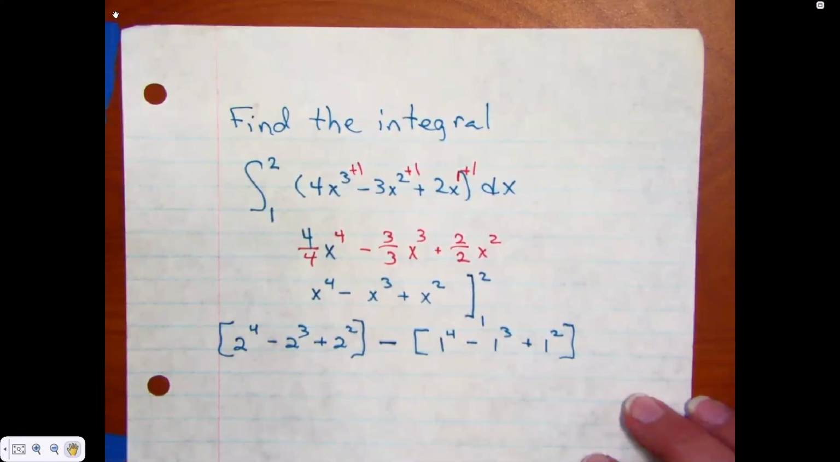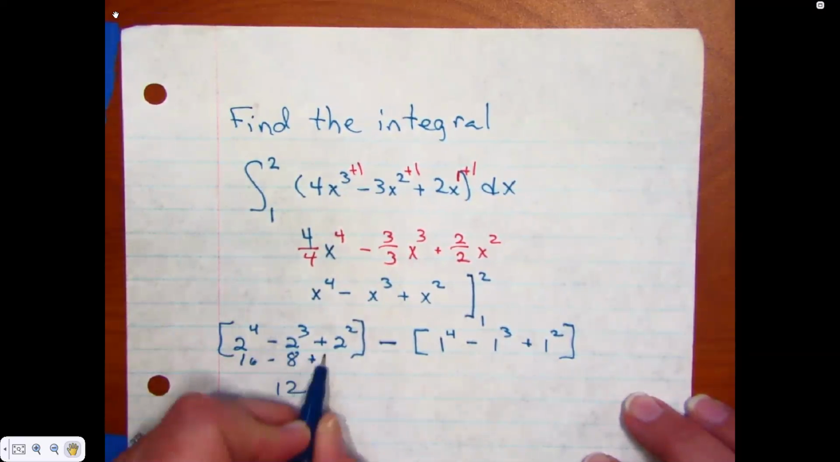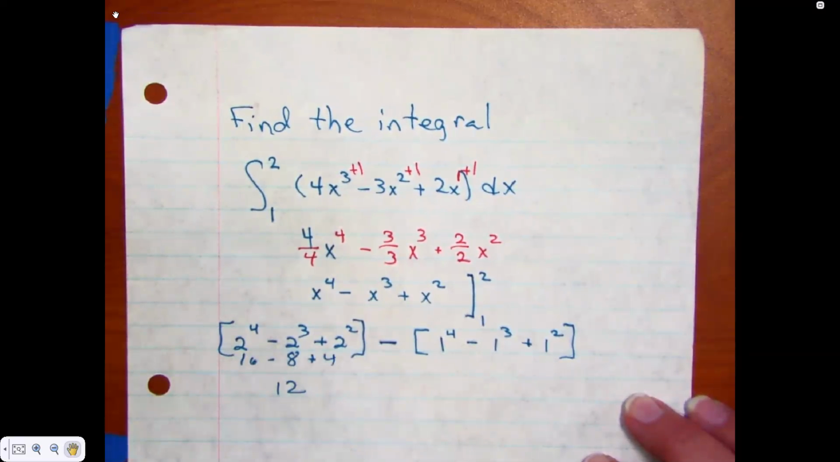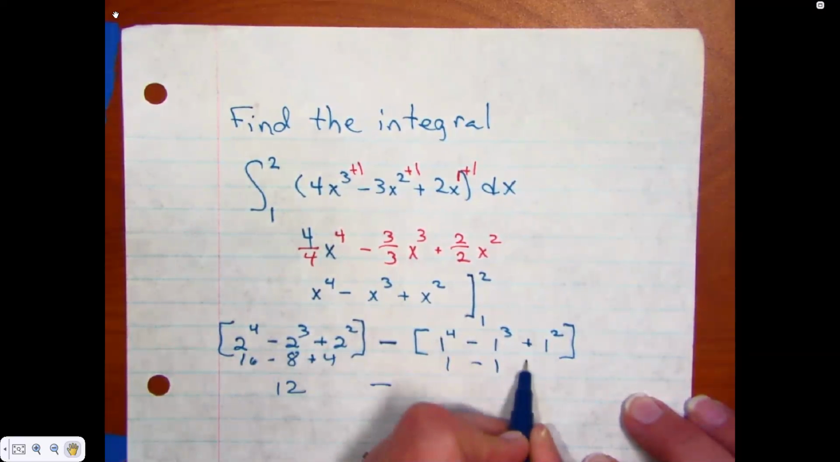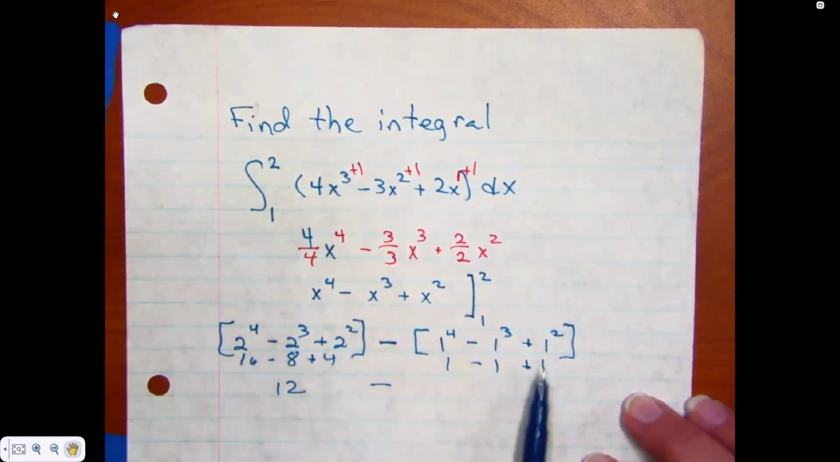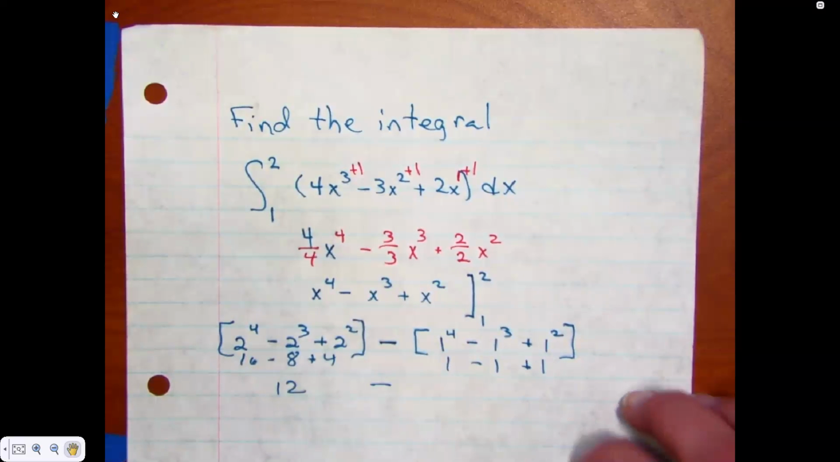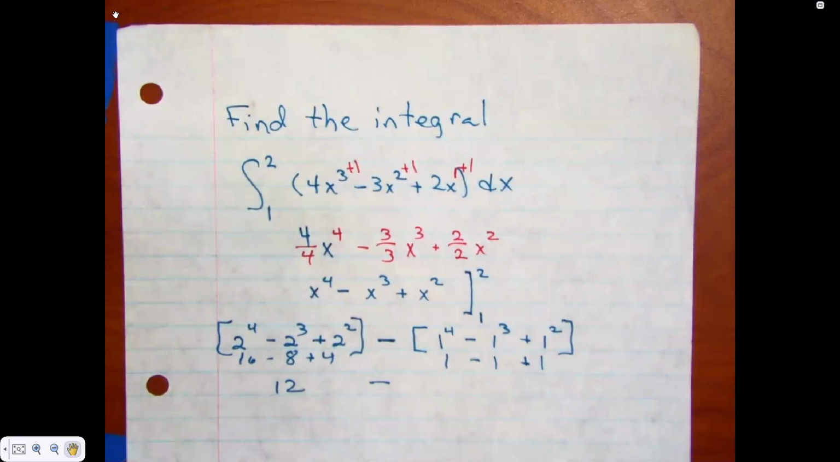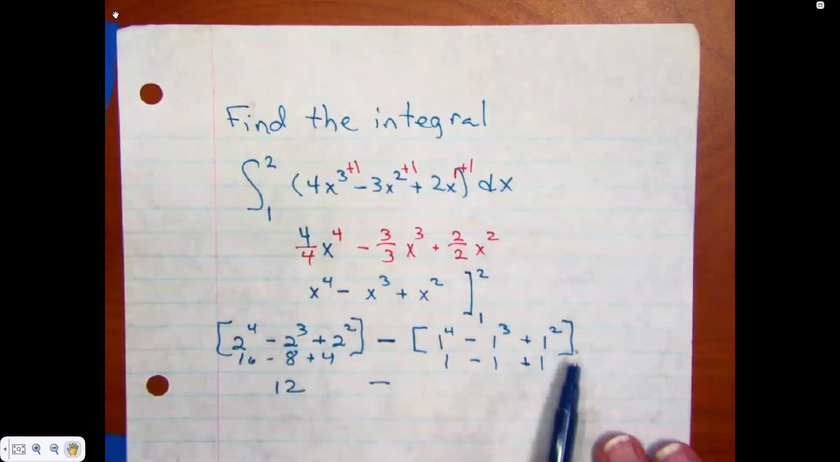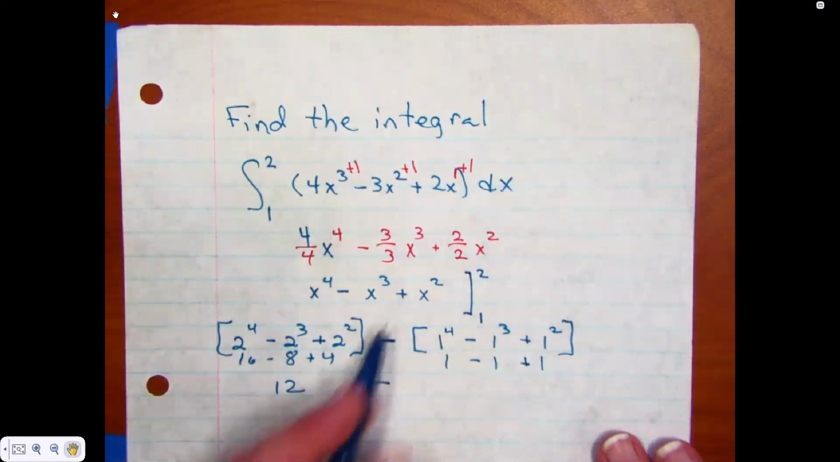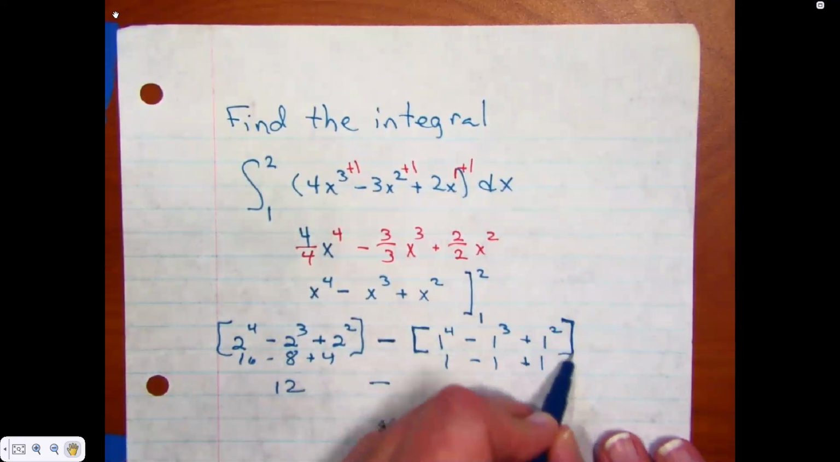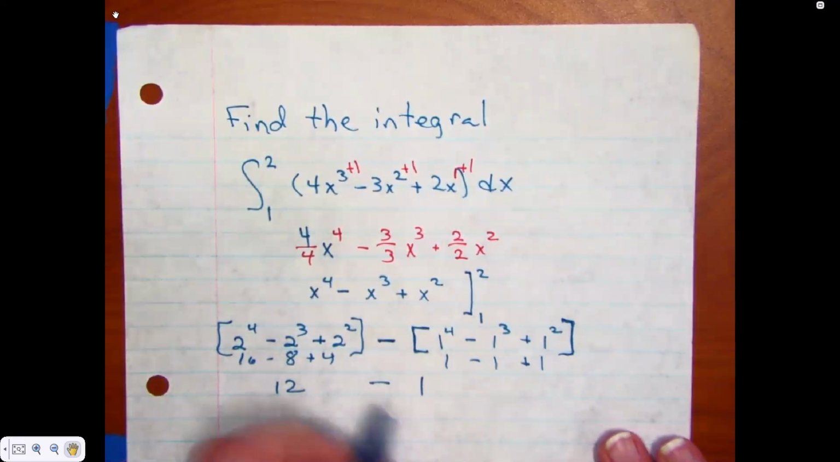All right, so overall, I got this to be 12. 16 minus 8 plus 4. And then minus, well, this would be 1 minus 1 plus 1. And again, you would not have to write this, whatever works for you, however much you need to type in your calculator. If you want to type this whole thing into your calculator, you can, but you have to have parentheses around this. These must be there. So this is 1, so 11.